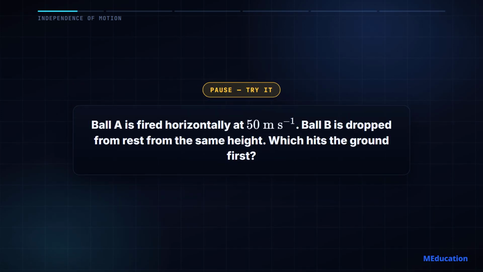Let us test your intuition on this. A steel ball is fired horizontally at 50 meters per second from a height of 2 meters. At the exact same instant, an identical ball is dropped from rest from the same height. Which ball hits the ground first? Pause the video, think about it, and decide.